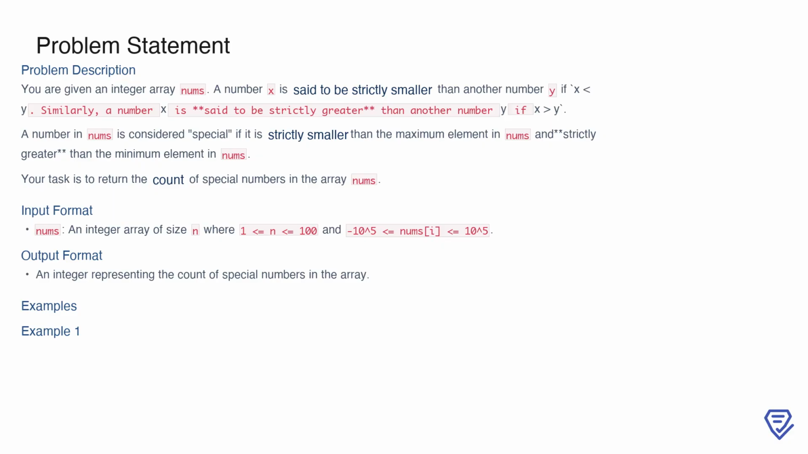The input will always be a single integer array, where the size of the array is between 1 and 100, and each element can range from -100,000 to +100,000. The output will be a single integer, representing the count of these special numbers.